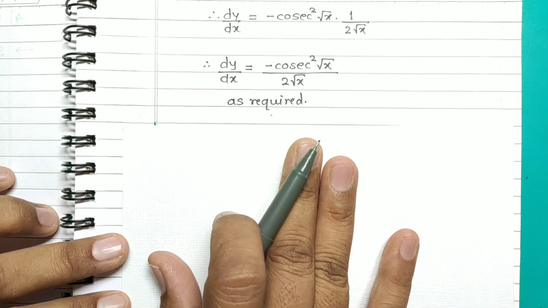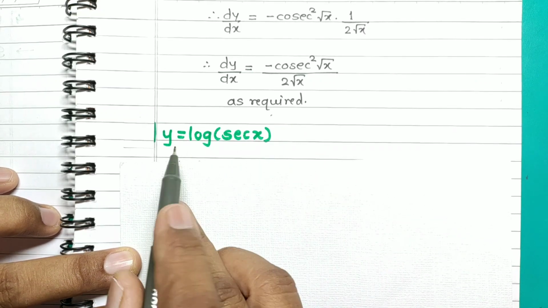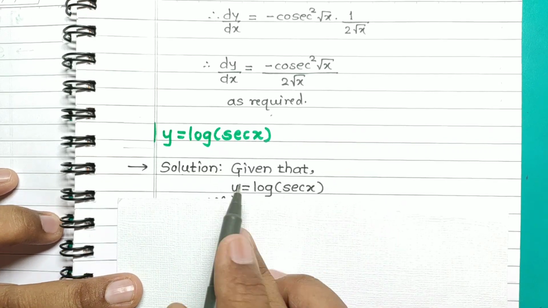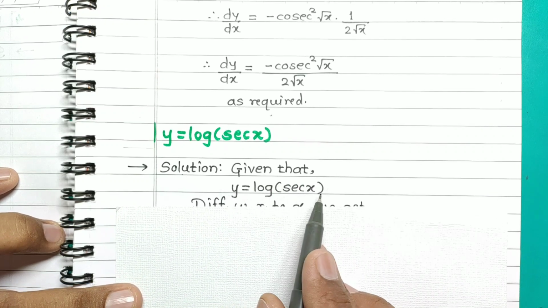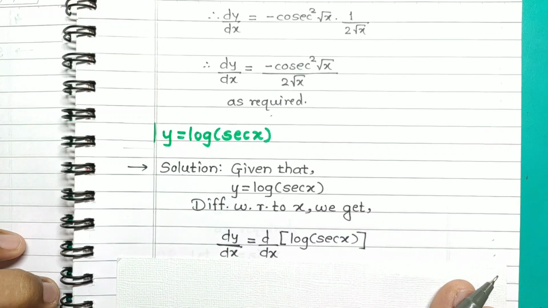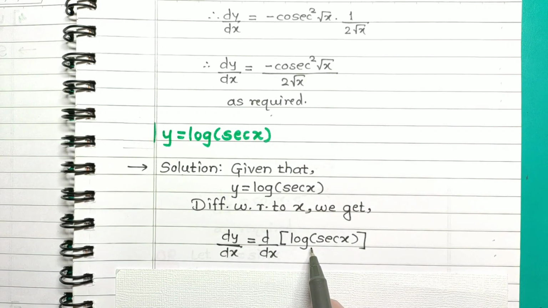Then the next given function is y is equal to log of sec x. We have to find dy by dx. So in the solution you write down the given function y is equal to log of sec x. Differentiating with respect to x, we get dy by dx is equal to d by dx of log of sec x. We observe that again it is a composite function.